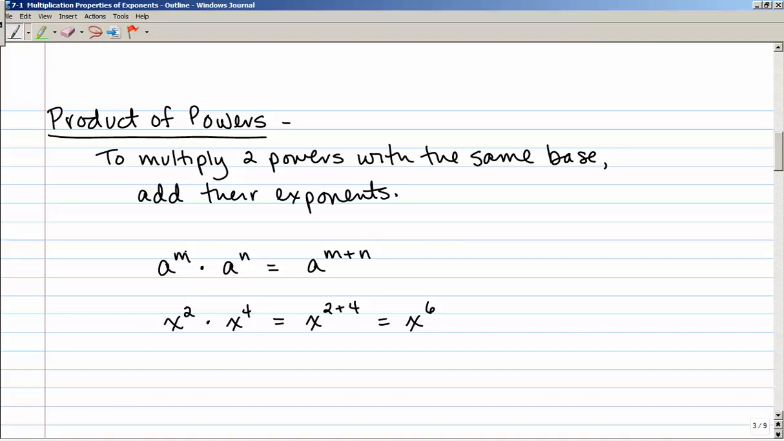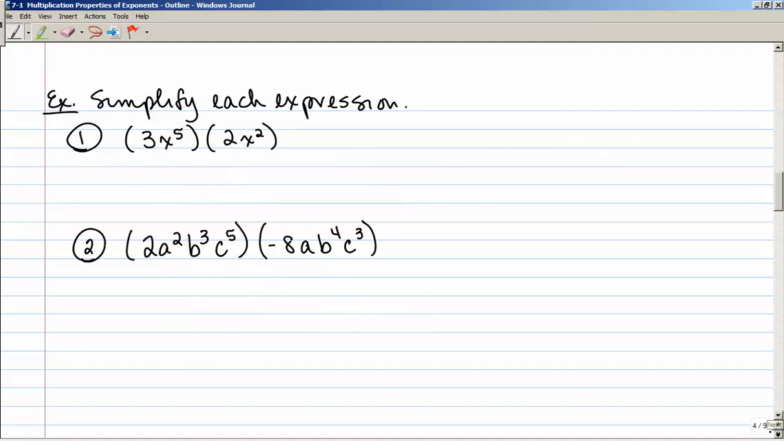So a raised to the power of m times a raised to the power of n is a raised to the power of m plus n. So if you're multiplying two powers that have the same base, you add their exponents. Here's an example. x to the 2 times x to the 4 is x to the 2 plus 4, or x to the 6th. Memorize that property.